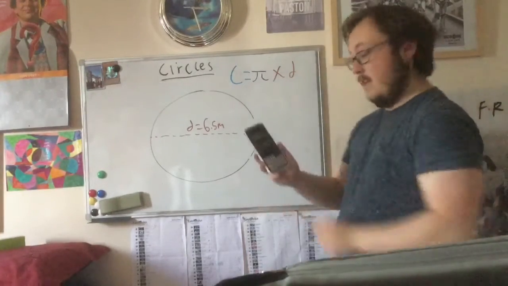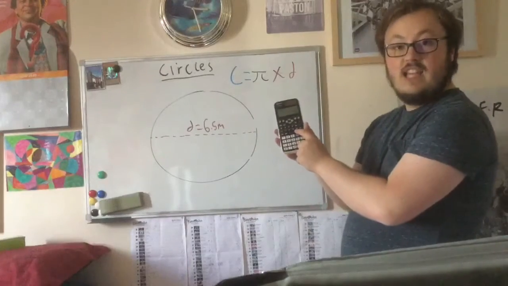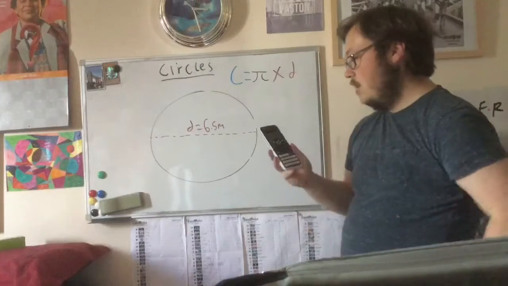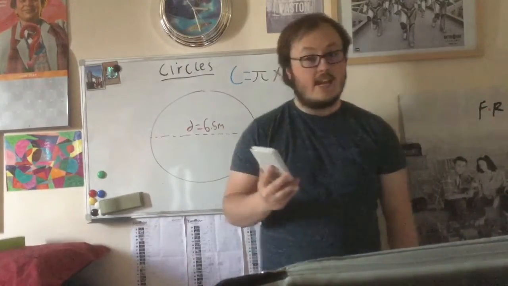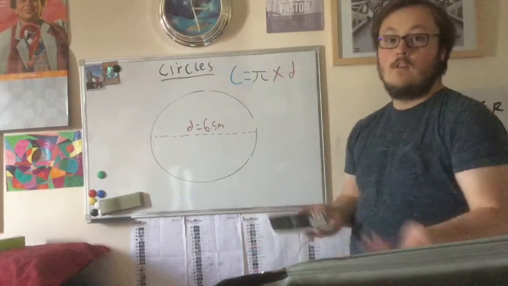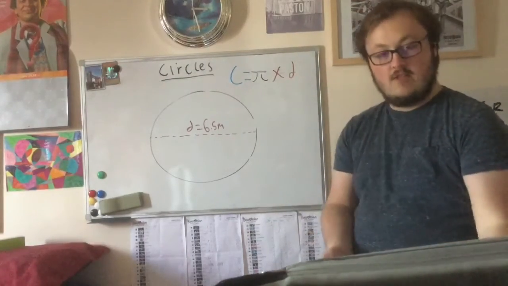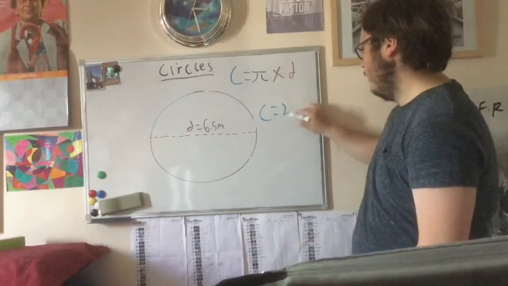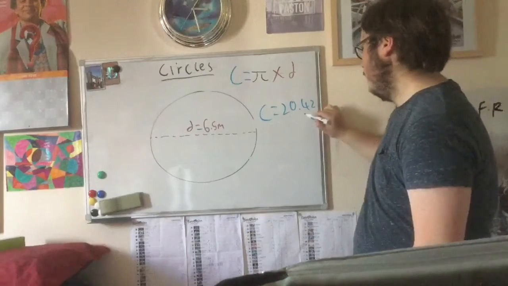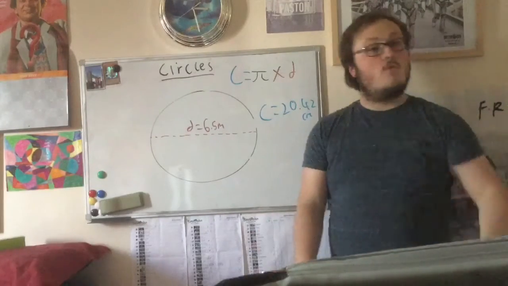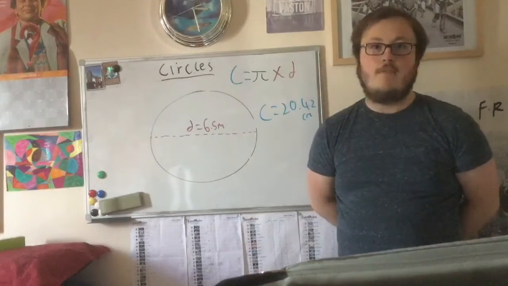Now what you've got to do is press the S to D on here, which means standard to decimal. When you press that, you will get 20.420352225. But I asked you to do it to 2 decimal places. So what we actually write is 20.42 centimetres.